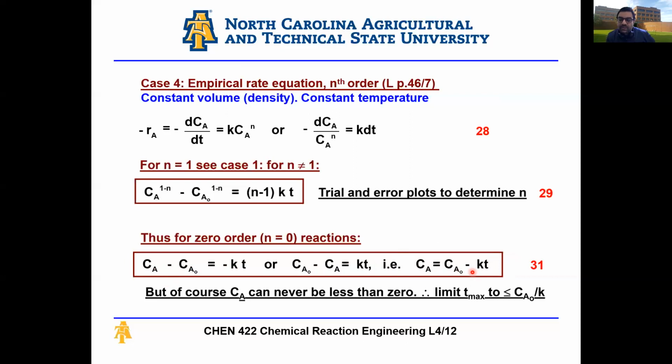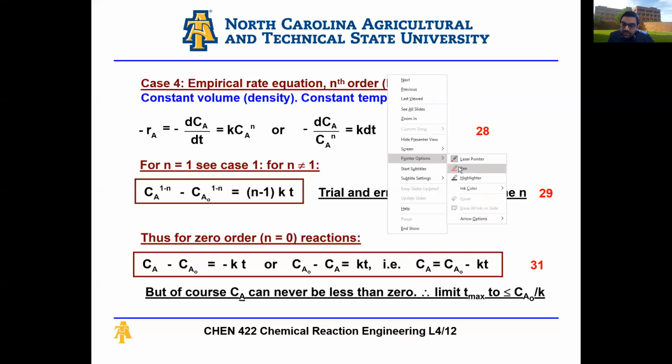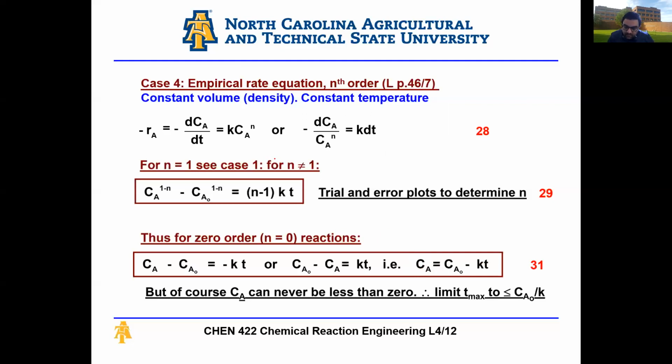One thing to note about zero order reactions, and you have to always remember this when looking at experimental data for zero order reactions, is that mathematically CA can never be less than 0, right? Your concentration can never be less than 0. So the lowest value for CA in this case is 0, which means that your t has a maximum limit. So if CA is 0, I get 0 is equal to CA naught minus kt, and 0 means complete consumption of A, right?